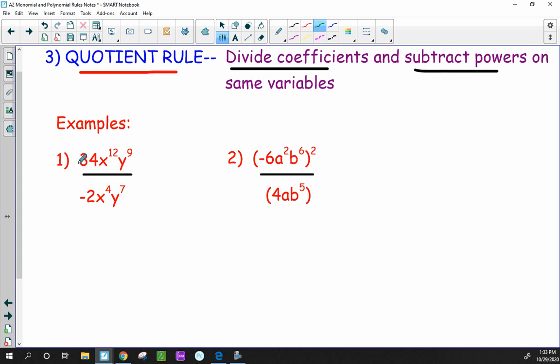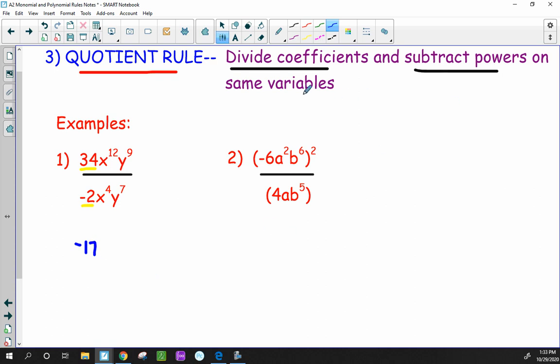Example 1, 34 x to the 12th y to the 9th divided by negative 2 x to the 4th y to the 7th. Okay, notice there's no parentheses, so I don't have a power rule. Also notice there's no times signs here, like monomials that need to be multiplied together. I do see a quotient, a big division bar, so I'm going to apply this rule as is. I'm going to divide the coefficients. Divide 34 by negative 2. And drop down your answer. It's as simple as that.